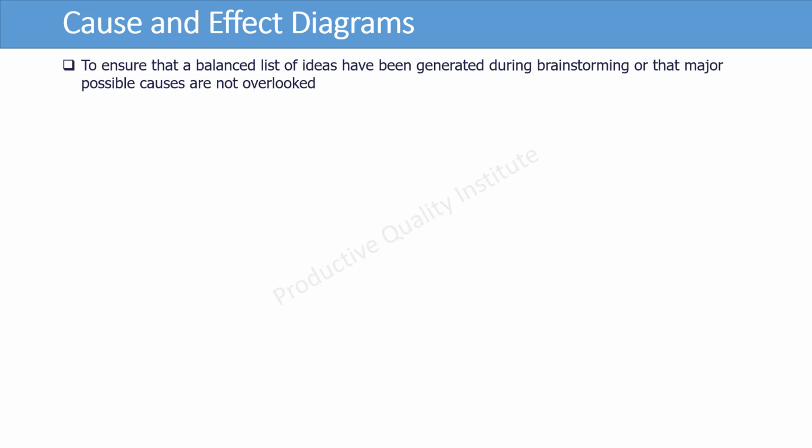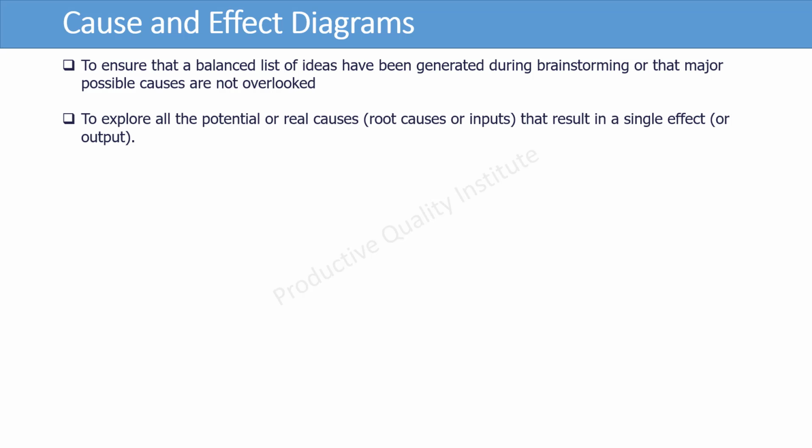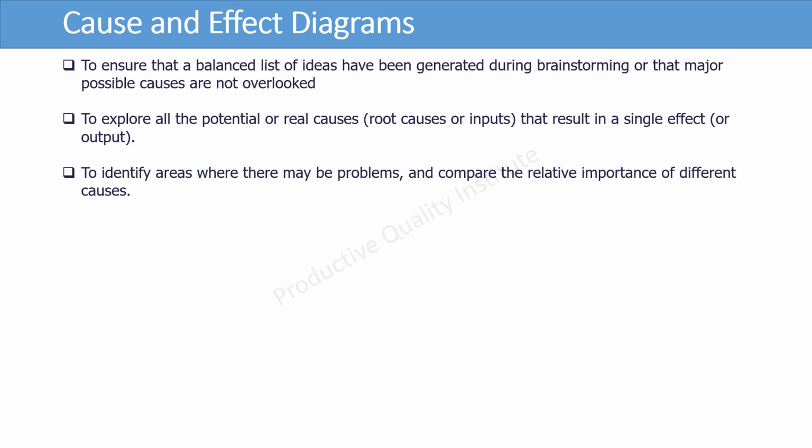Why should we use the cause and effect diagrams? To ensure that a balanced list of ideas have been generated during brainstorming, or that major possible causes are not overlooked. To explore all the potential or real causes, either root causes or inputs that result in a single effect or output. To identify areas where there may be problems and compare the relative importance of different causes.